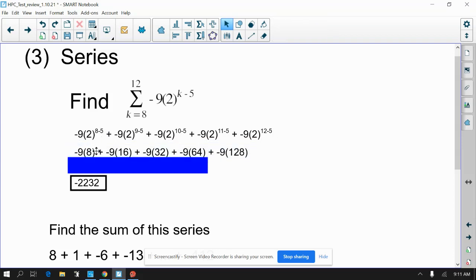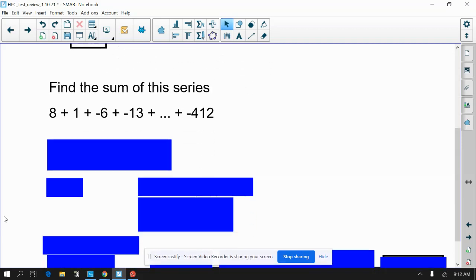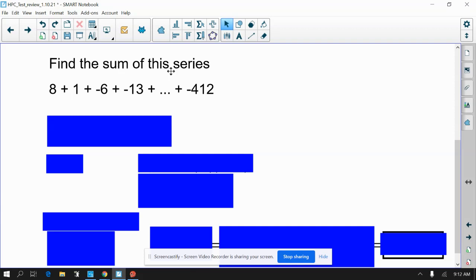Well, 2 to the third is 8. I hope no one is doing negative 9 times 2 and getting negative 18. That would be a disaster. It's 2 to the third first, which is 8, and then negative 9 times 8 is, of course, negative 72. 9 minus 5 is 4, and then 2 to the fourth is 16. And then, lastly, negative 9 times 16 gives you negative 144. So you end up getting 5 negatives. You add them all up, you get negative 2,232.